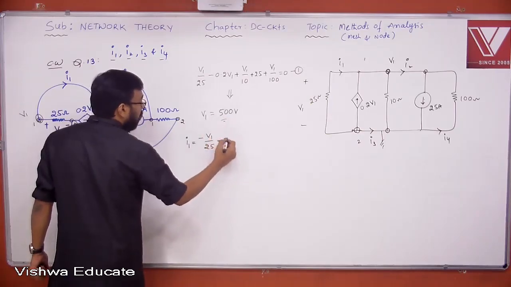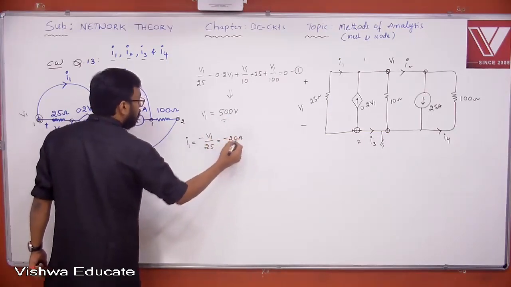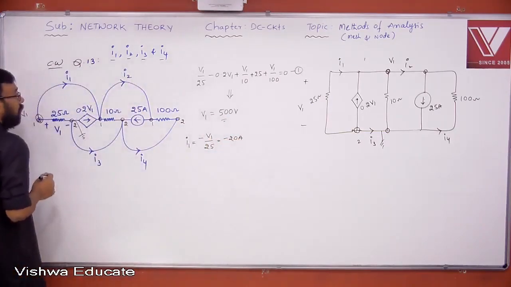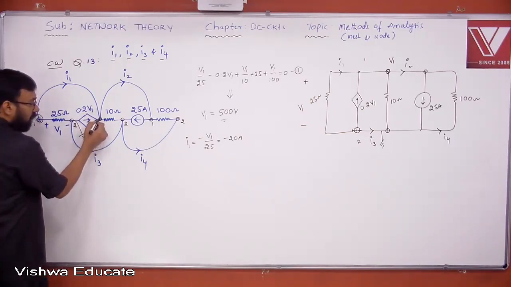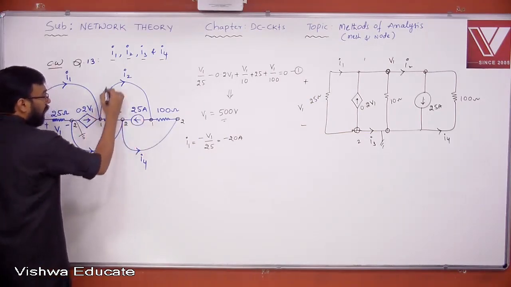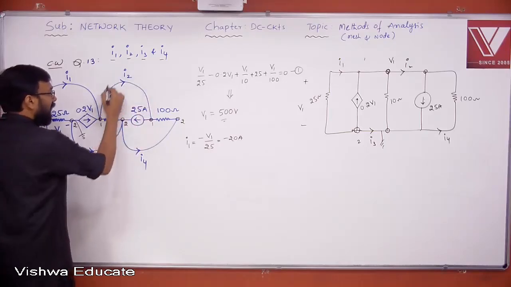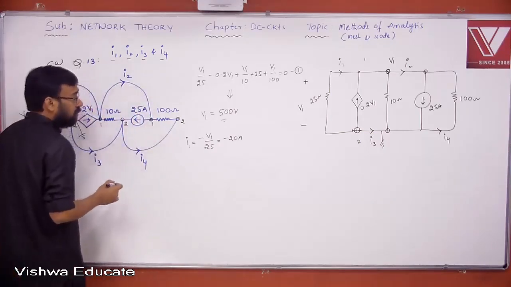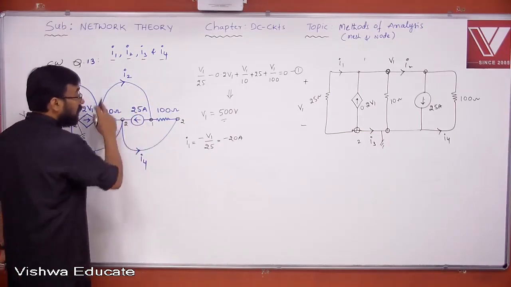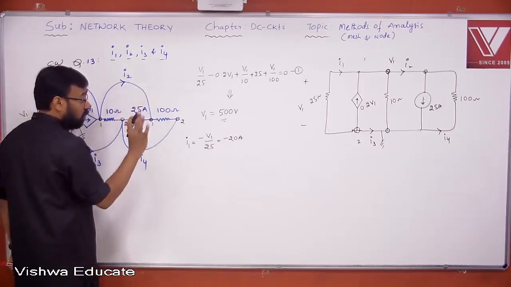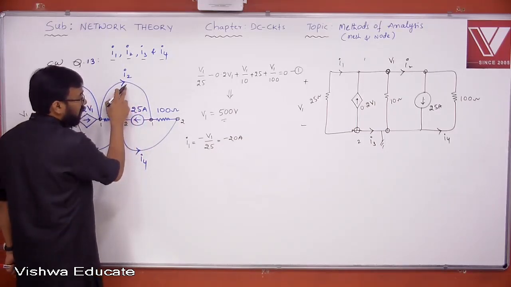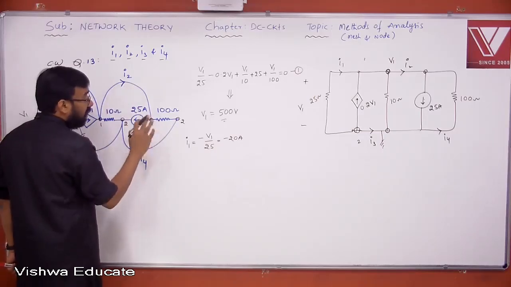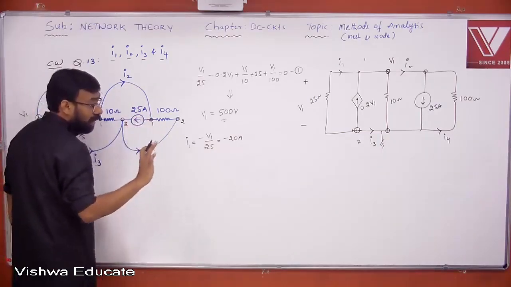So what do you get? Minus 20 ampere. Now I want I2. I2 is the current through this particular path. Does it have any resistor? No. Don't say this is a resistor in this path. There is one more element connected here. Now this zero resistance wire and this 100, they are not in the same line.